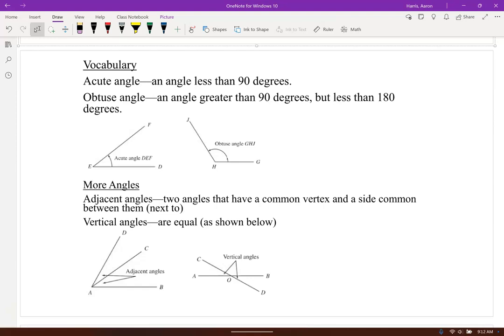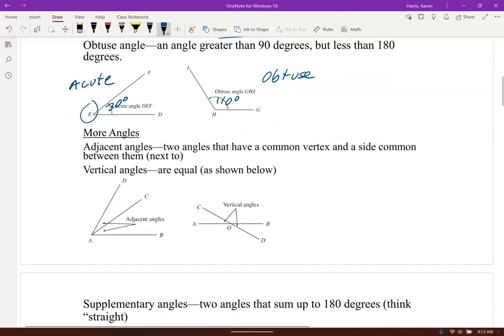So, first of all, an acute angle is any angle that's less than 90 degrees. Like maybe this is 30 degrees. So this angle DEF, or angle E if you want to use the vertex there, is 30 degrees, right? Anything less than 90 degrees. But if you're more than 90 degrees, like let's say you're 110 degrees on this angle GHJ, or you could call it angle H here as well, this one is obtuse. So obtuse is fat, acute is skinny.